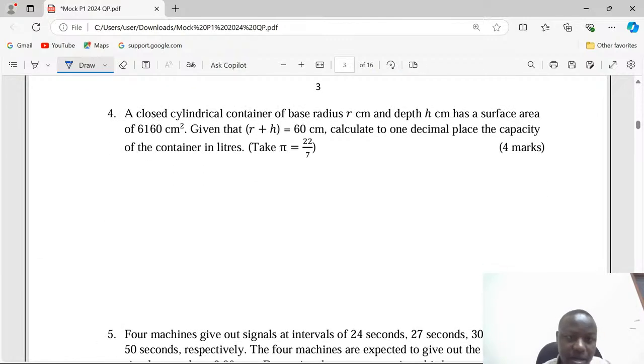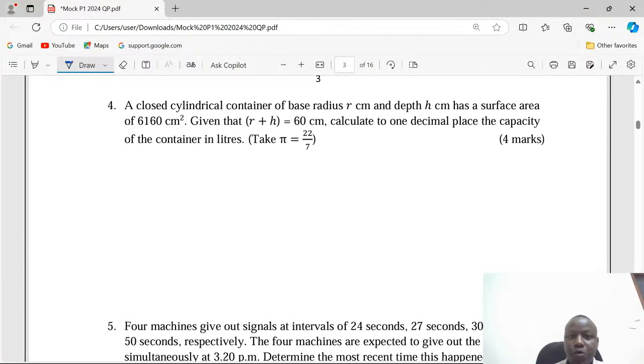Number 4 now. A closed cylindrical container of base radius r centimeters and depth h centimeters has a surface area of 6,160 square centimeters. Given that the value of r plus h equals 60 centimeters, calculate to 1 decimal place the capacity of the container in liters, taking pi as 22 over 7.